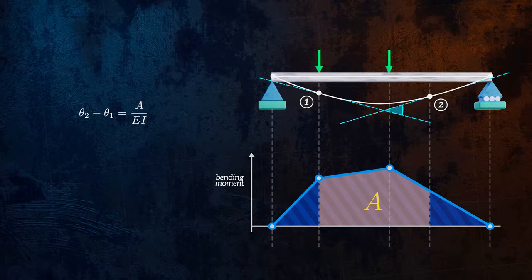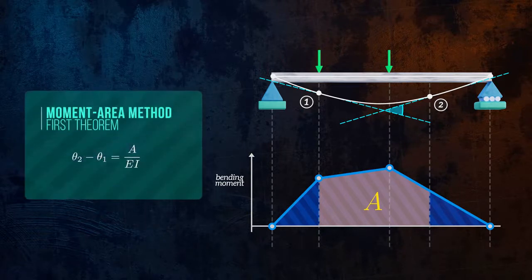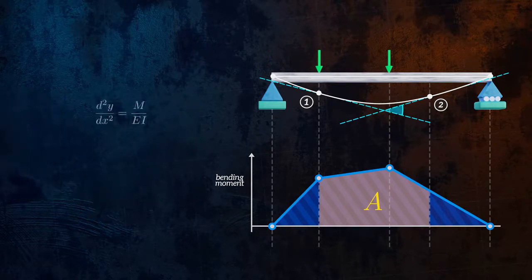So, to calculate the change in angle between 2 points along the elastic curve, all we have to do is divide the area under the bending moment diagram between the 2 points by EI. This is the first moment area theorem. If we rewind and multiply both sides of the deflection differential equation by x before integrating, we can get another useful equation.